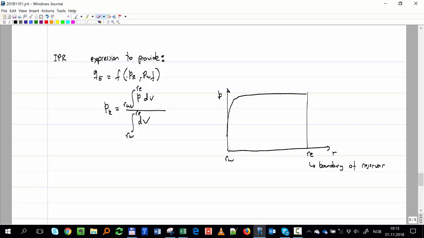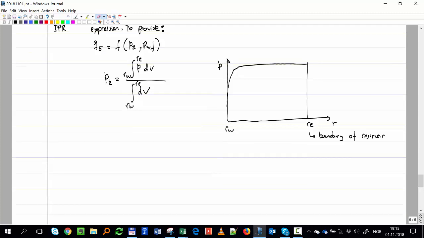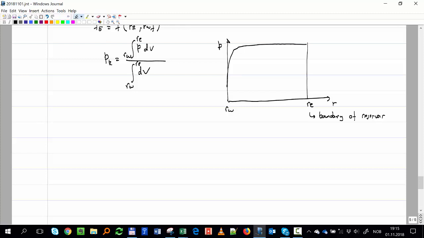We want to find an expression of that reservoir pressure to substitute it in our equation that we already have. Reservoir pressure, the location, it doesn't exist, it's just an average pressure of the drainage area. But because the pressure changes from this PE all the way to this PWF, you will find a place in the reservoir where the pressure is exactly equal to reservoir pressure, just by chance.